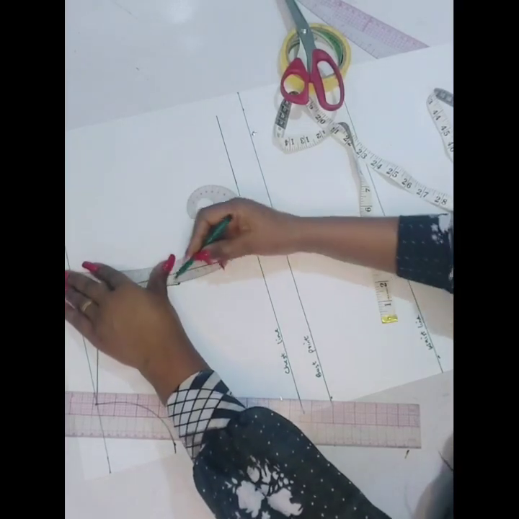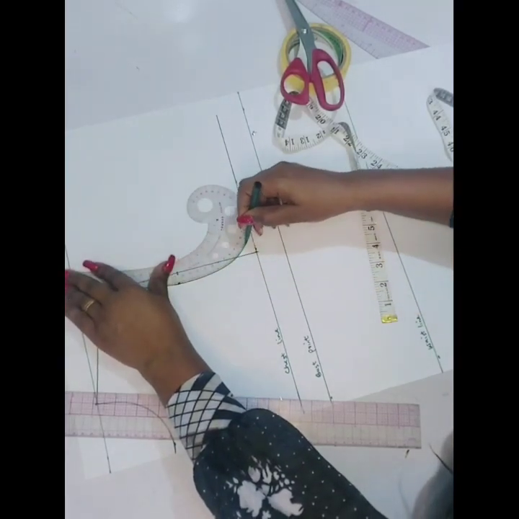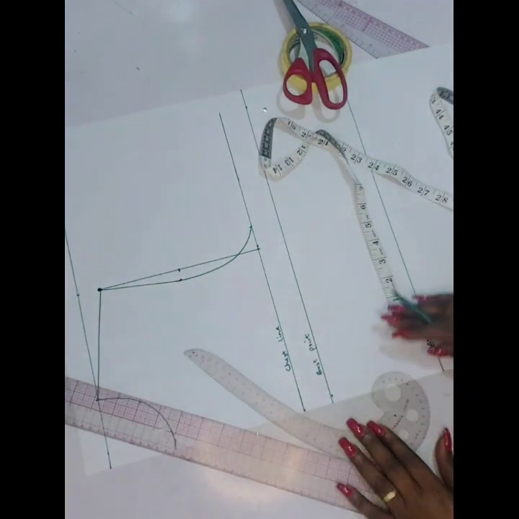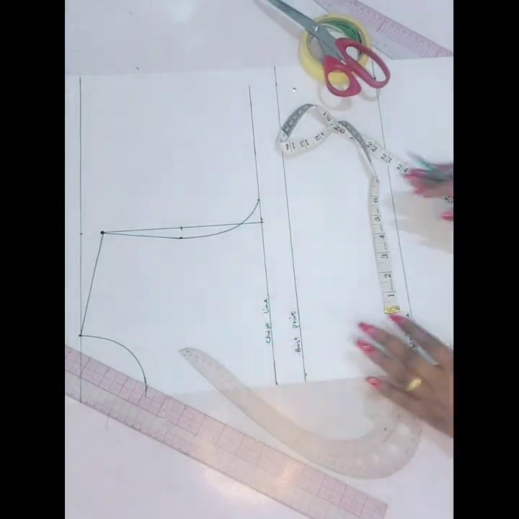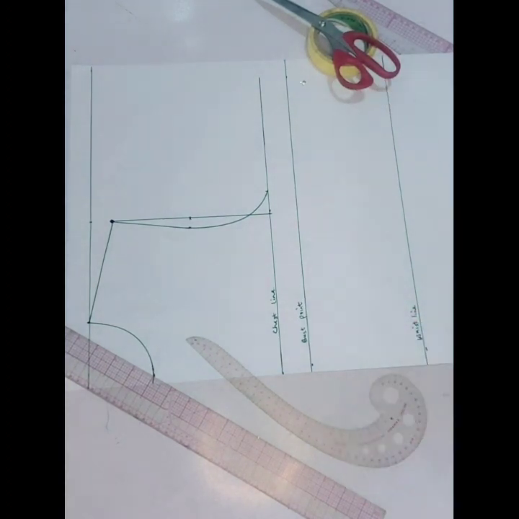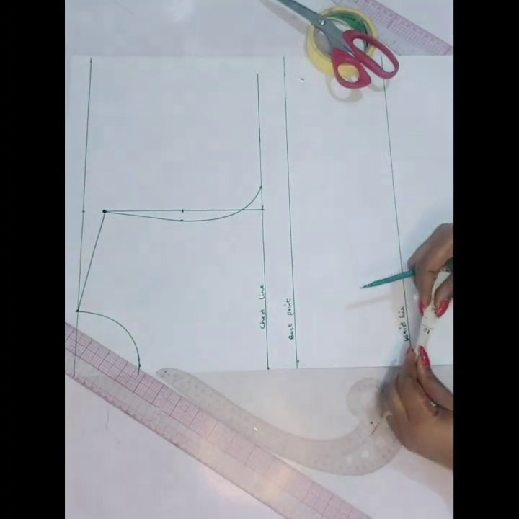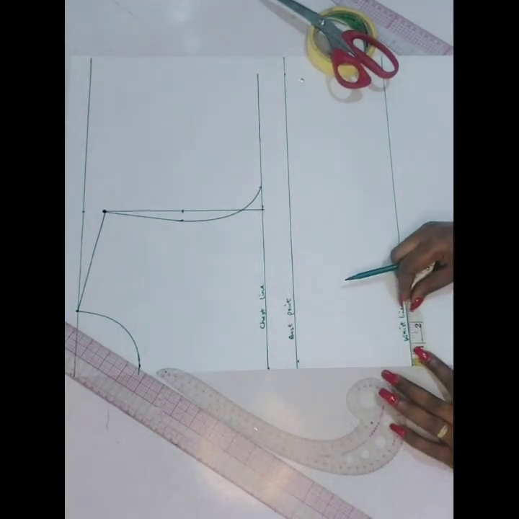The reason you have to come in by half an inch is to enable you to have free movement under your arm, especially if the dress has a sleeve attached to it. So it gives you that ease under the arm to move. So after marking my armhole curve, the next measurement I'm going to take is my waist measurement.